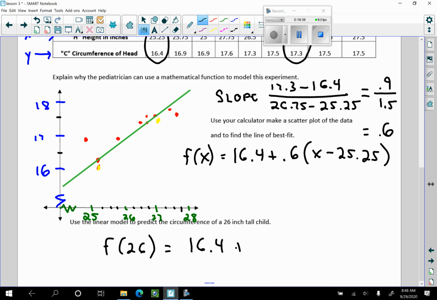16.4 plus 0.6 times 26 minus 25.25. And what should the circumference of that child's head be? If I do the arithmetic here, a 26-inch tall kid should have a head circumference of about 16.85 inches. Okie dokie.